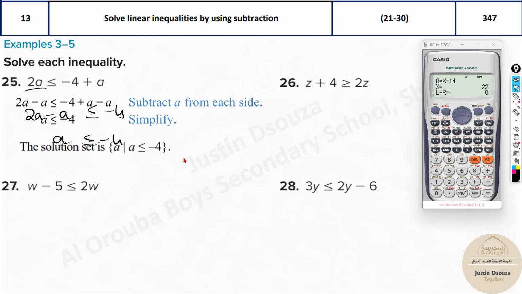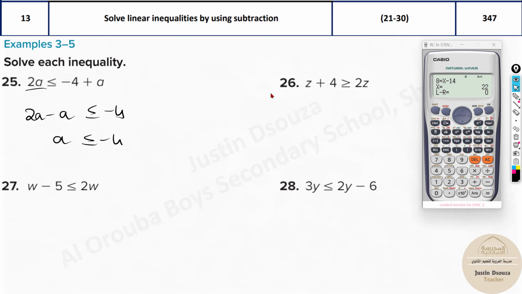Now what if you move this 2a to the other side? Let's do it over here. The most important thing is you must only move the smaller symbol to the other side. Let's do both the methods. First, let's do the correct method, okay? Move z to the other side because 2z is bigger than z.